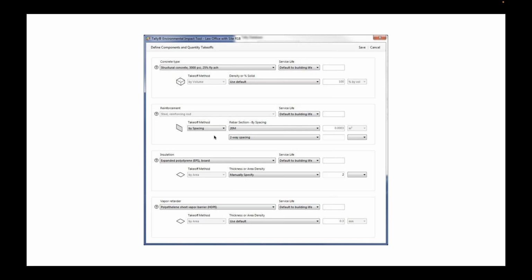So zooming into some of the data you put into Tally, you see that you're specifying, say, a material here, but it's also helping you do takeoffs, figuring out how much stuff goes in there. And you have lots of takeoff methods to make sure that you're properly translating the BIM data into a useful bill of quantities for LCA.